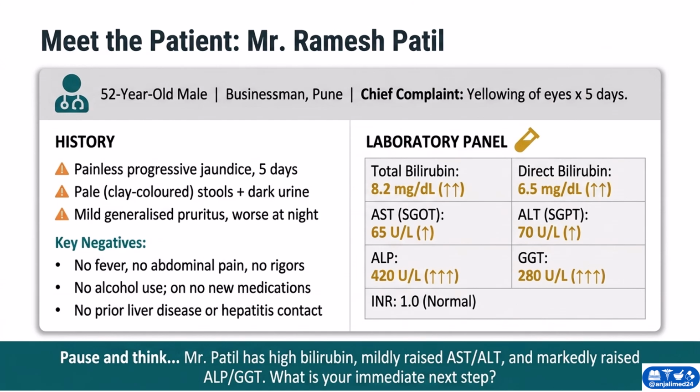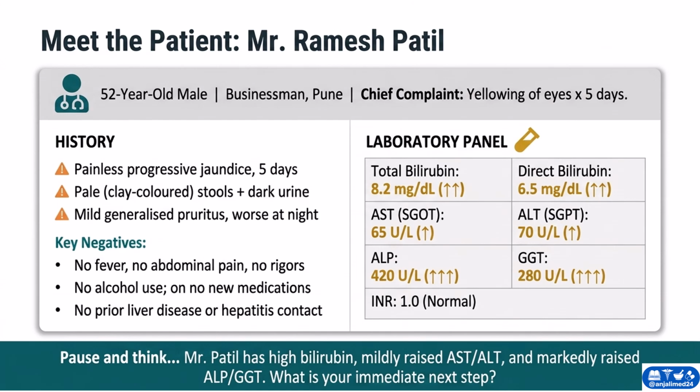Now let's examine his liver function tests. His total bilirubin is 8.2 milligrams per deciliter, with direct bilirubin 6.5 milligrams per deciliter, indicating predominantly conjugated hyperbilirubinemia. AST is 65 units per liter, ALT is 70 units per liter, showing only mild elevation. However, alkaline phosphatase is markedly elevated at 420 units per liter, and GGT is also significantly raised at 280 units per liter. His INR is normal, suggesting preserved liver synthetic function.